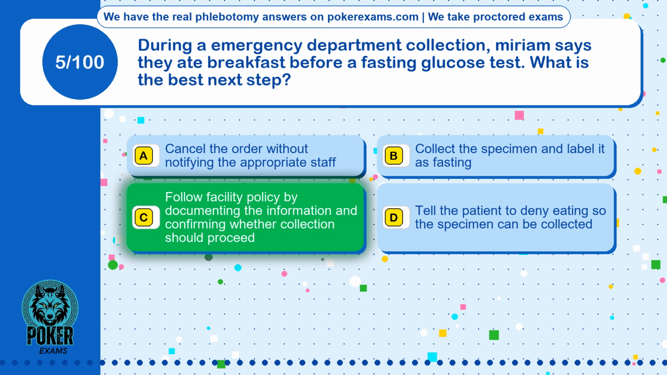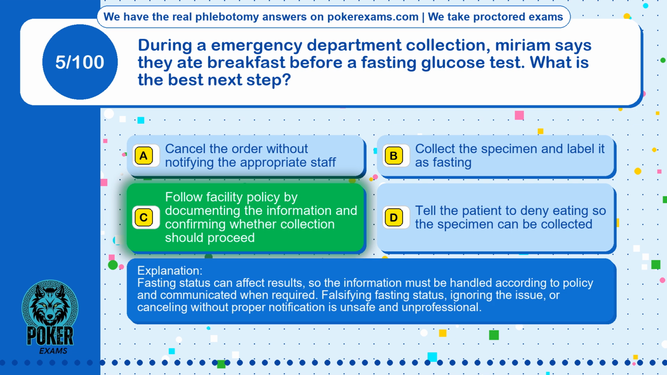The correct answer is option C. Follow facility policy by documenting the information and confirming whether collection should proceed. Fasting status can affect results, so the information must be handled according to policy and communicated when required. Falsifying fasting status, ignoring the issue, or canceling without proper notification is unsafe and unprofessional.